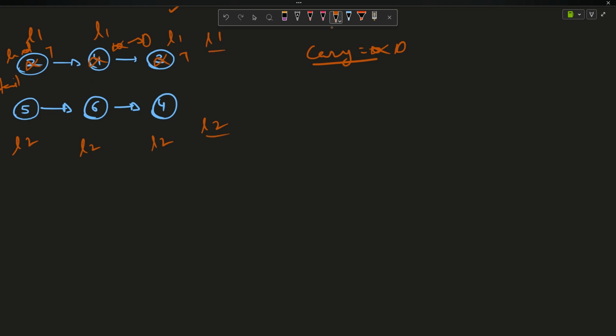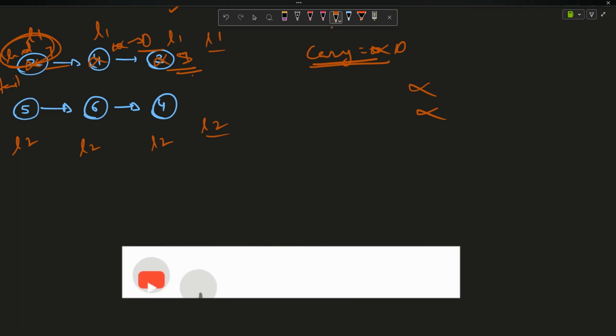So both of the loops, the one for L1 not null or L2 not null, finish, and I see carry is also 0, so that also finishes. And my answer will be head. The answer will be the head that contains 7, 0, 8, right? 7, 0, 8. No problem, guys? No problem? Okay, let's move to the code now.